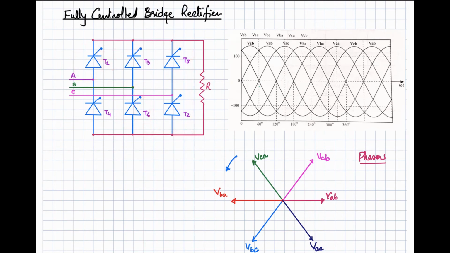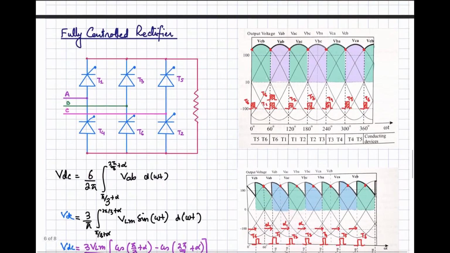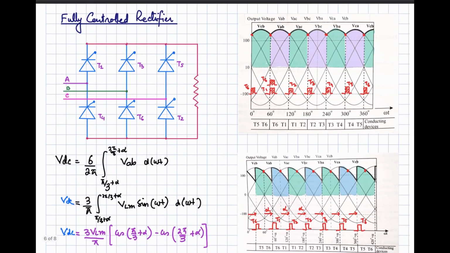And if you turn on some other pair, let's suppose T3 and T2, you will get VBC across the load. So depending upon the switching pair, you will get the output voltage at the load terminals. Okay, so now let's look at what happens if we fire our thyristors at 0 degrees.